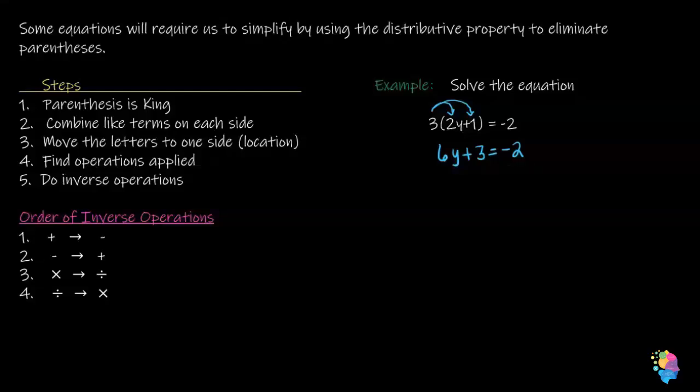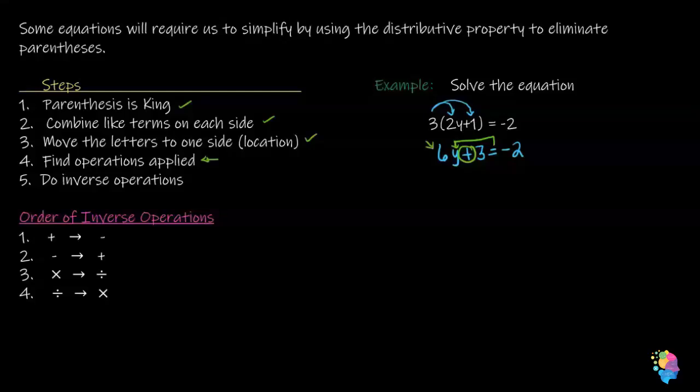Now we need to move the letters to one side. But I notice that my variables are already all of them on the left side. There's no variables on the right side of the equal sign for me to move. So then that is also completed. So we've done the parentheses, we've combined like terms, and we move the letters to one side with what's already done for us. That means that the next thing to do is to find out which operations are being applied. In this case, we have addition and multiplication. So we're going to move the addition first, remember?